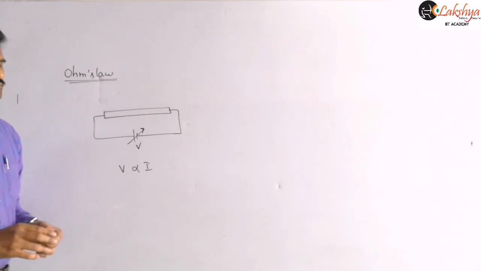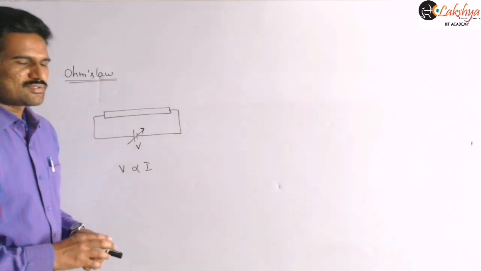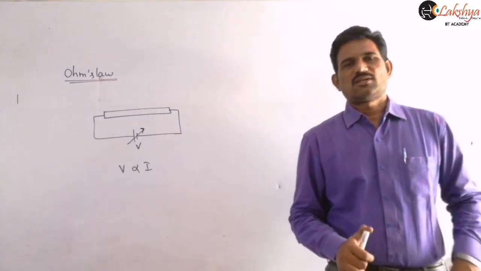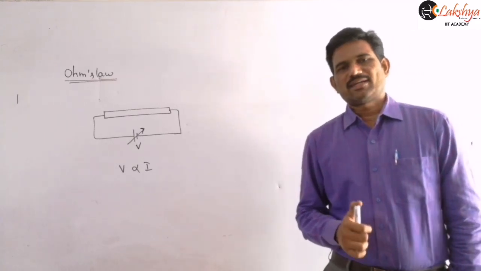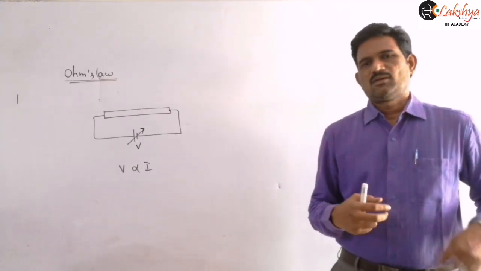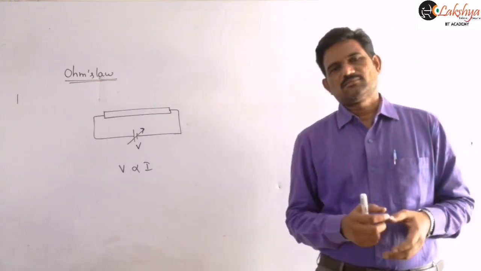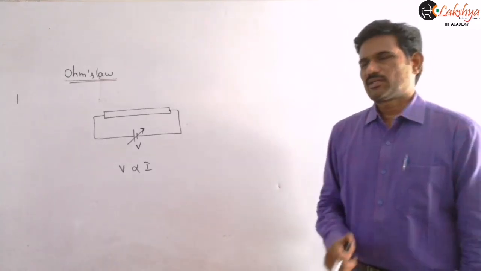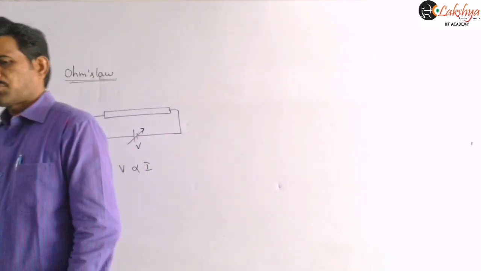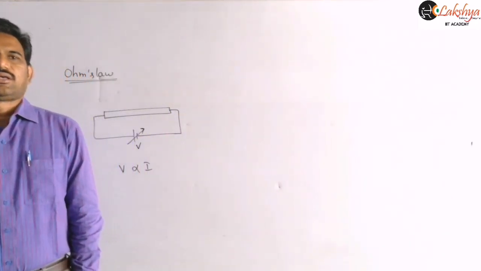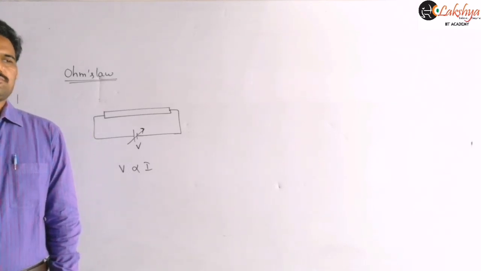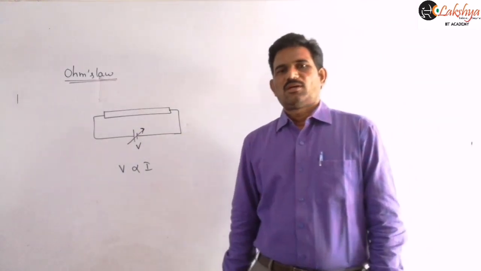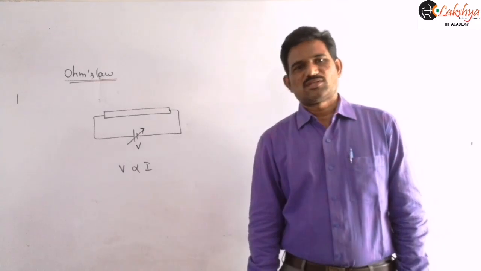Statement of Ohm's law: when the physical conditions like temperature and pressure of a conductor remain constant, then the current flowing through the conductor is directly proportional to the potential difference applied across it.